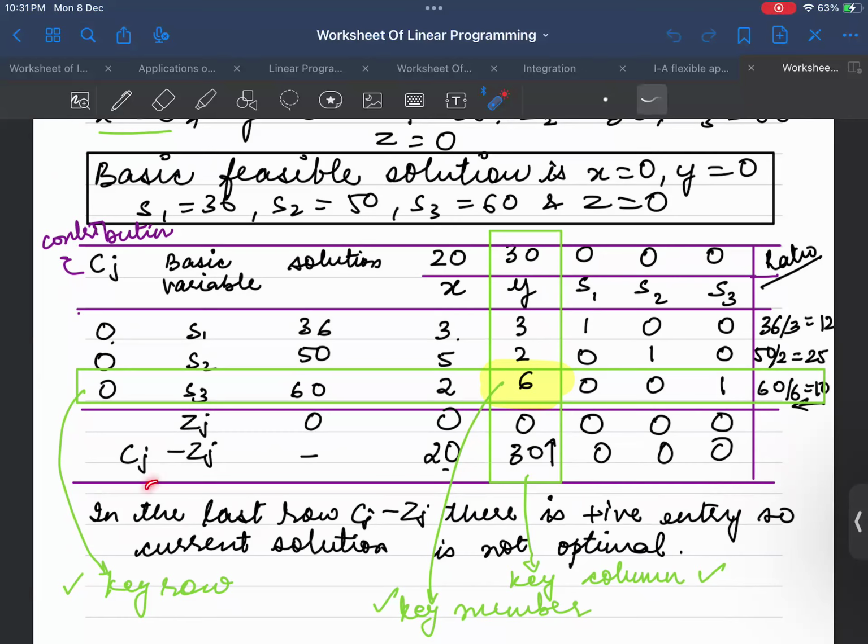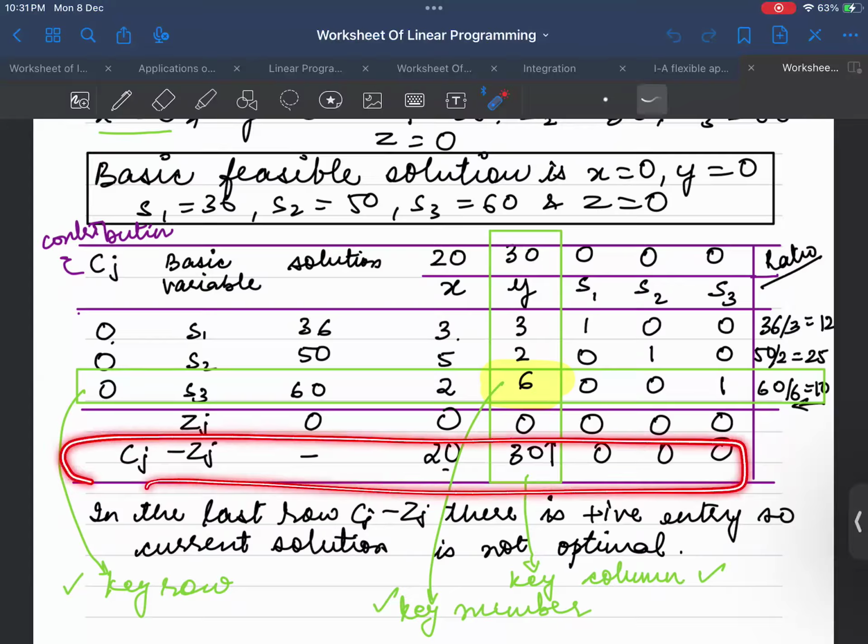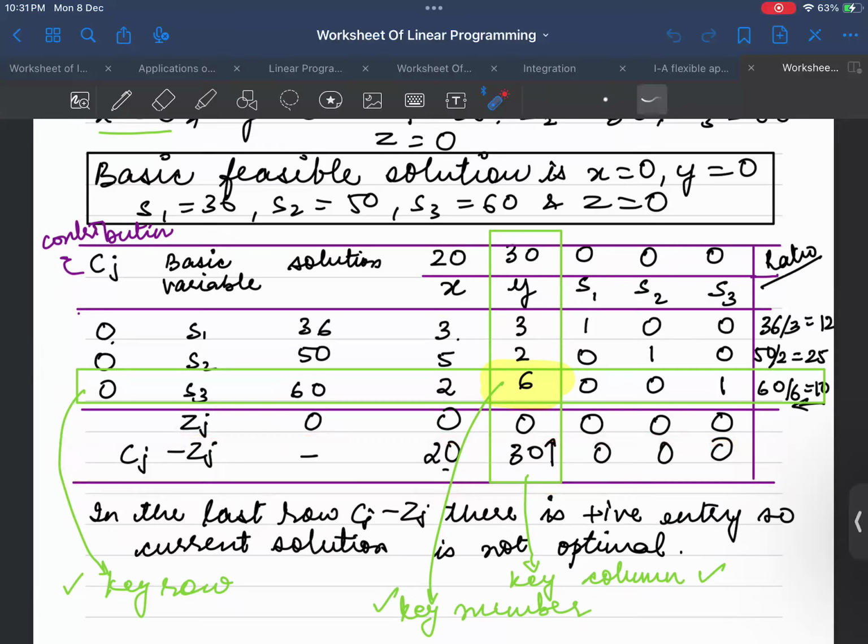We have checked for the test of optimality. All the CJ minus ZJ values were positive, so we took out our key column. Now we have to decide the key row. To determine the variable that will depart from the current solution, divide the entry of the solution by the corresponding positive entry of the key column, and you get the ratio column. The row with the minimum non-negative quotient is the key row.